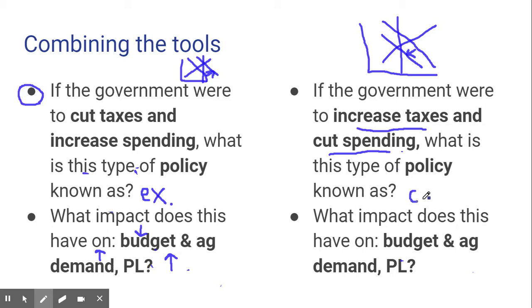This is known as contractionary policy, C-O-N, okay? Contractionary policy. Contractionary policy is designed to contract. Think of contracting. Contracting, you're shrinking the economy, okay? Contractionary policy. So the budget's going to improve because now it's moving closer to a surplus. Aggregate demand is going to fall, and price levels are going to fall. And you might be wondering, well, why would you ever want to do that? Why would you want to decrease aggregate demand and take money out of the economy?